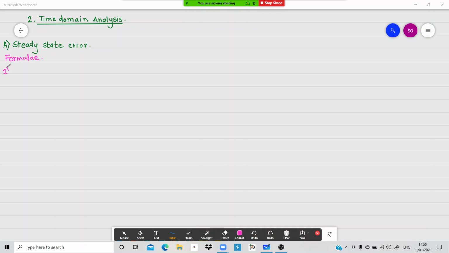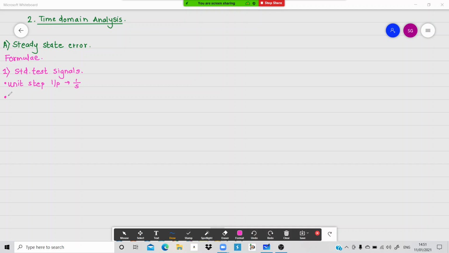Number one, all the standard test signals, we used to say. Many a times you'll find short answer questions are also asked based on this. Number one, step input, I'll write unit step input. And how you are going to represent it, 1 by s in Laplace domain.